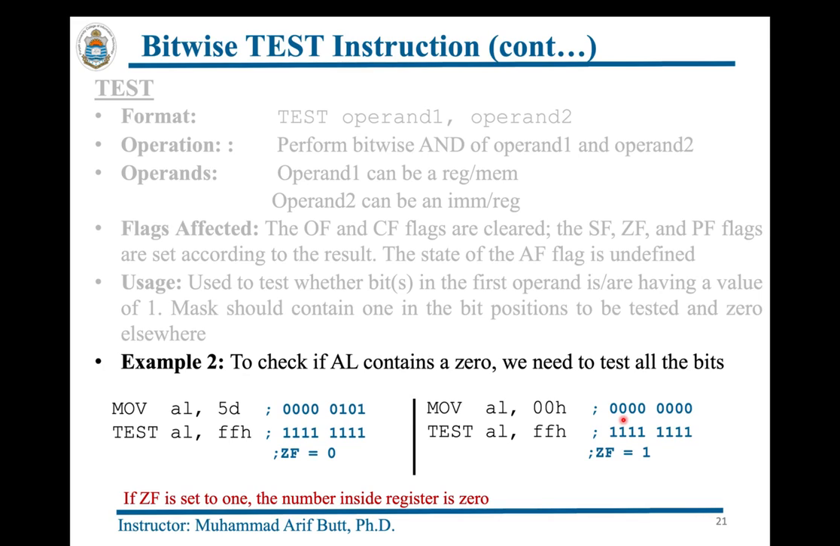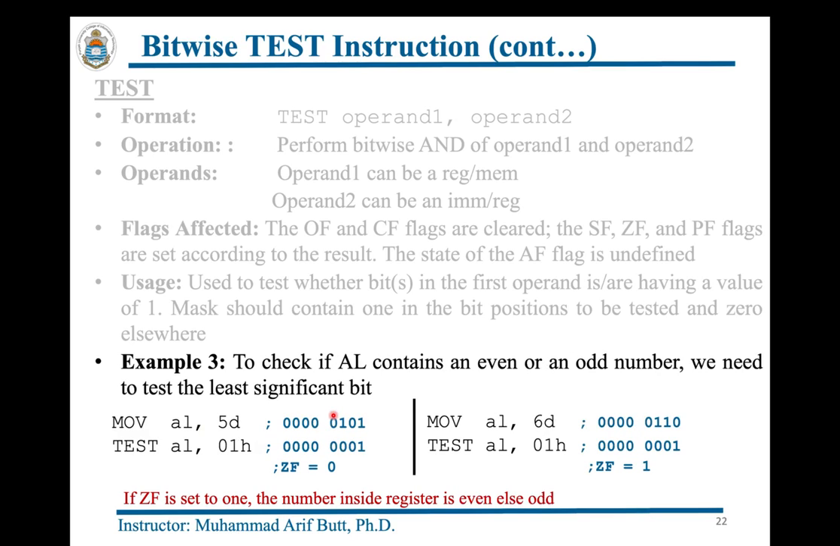Let's see another example. To check if a register contains 0, we need to test all the bits. So the mask is simple, that is FF hex. After the TEST instruction, if the zero flag is set to 1, that means the number inside the register is 0. And if the zero flag is reset, that means the number inside the AL register is a non-zero number.